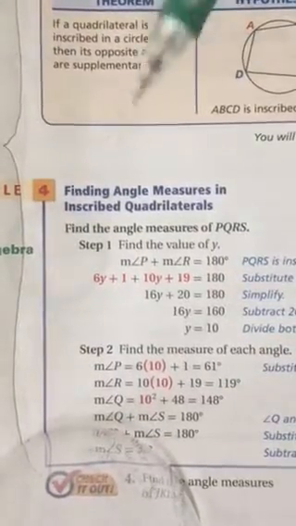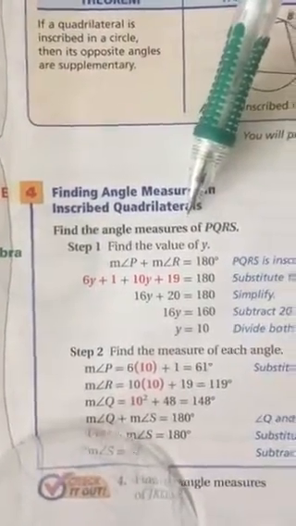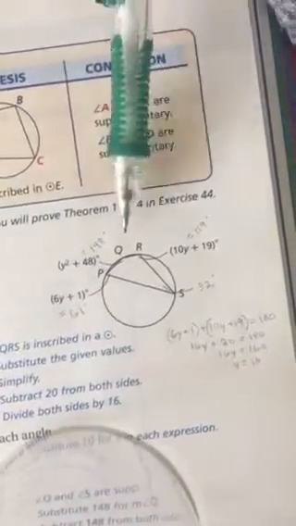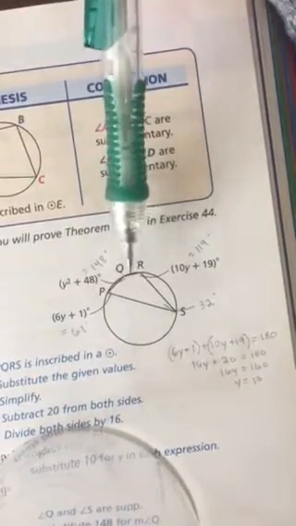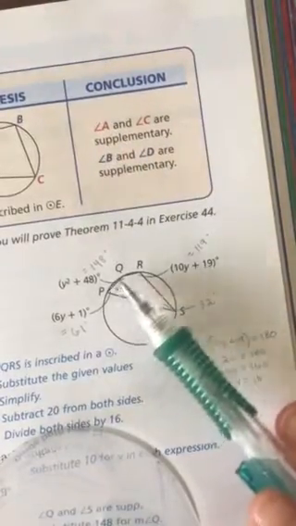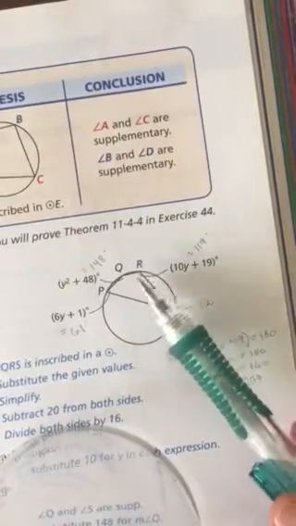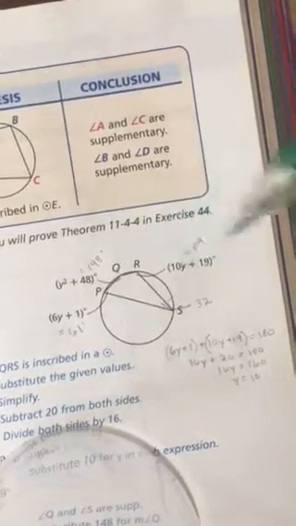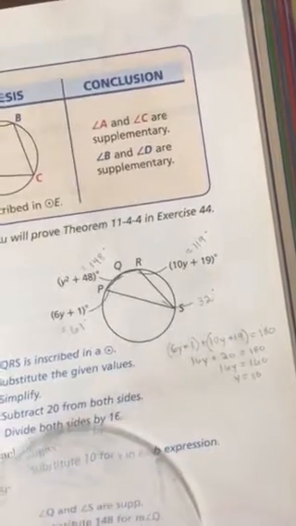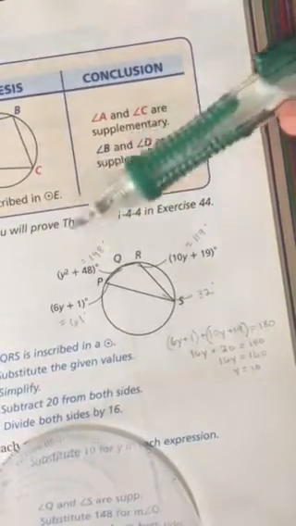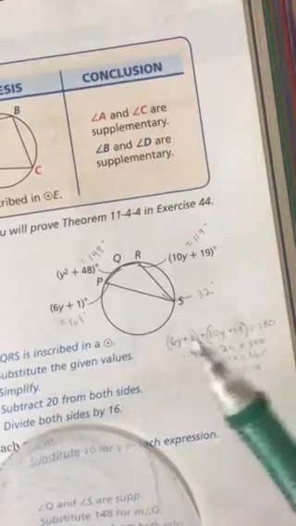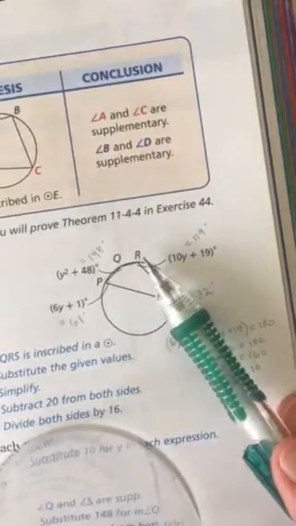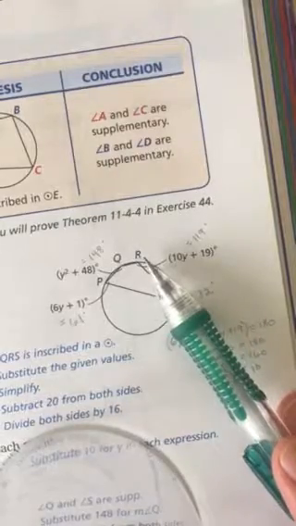Example 4 says, find the angle measures of PQRS. At first glance, PQRS looks more like a triangle than a quadrilateral, but if you'll look carefully, you'll see that it has a side right here, a little chord QR, and it has another side, another little chord PQ. So these are our opposite angles, R and P, and our other opposite angles are Q and S. And they have asked us to find all of the angles. So we don't have anything to set angle Q equal to, but we know that P and R add up to 180. So let's do that.